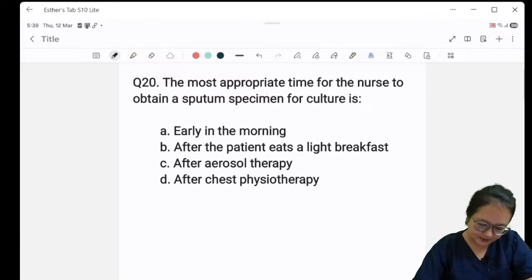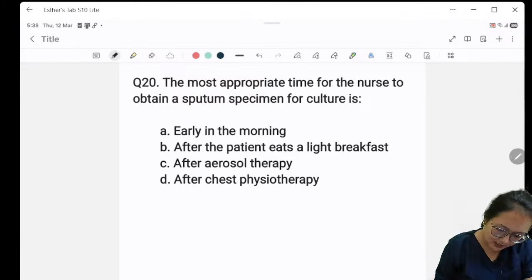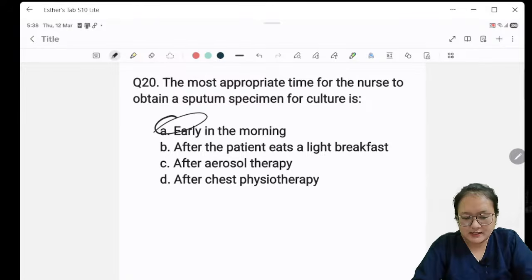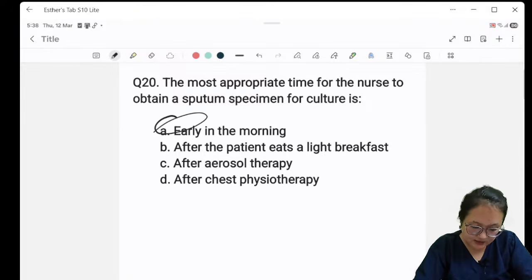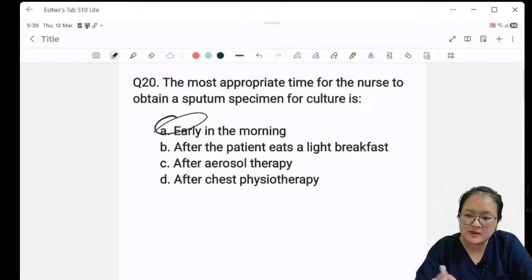So here the right answer is A, early in the morning. The reason is that throughout the night the sputum will have collected, so it's best for sending as a sputum specimen. After eating a light breakfast, the sputum can be mixed with food particles.